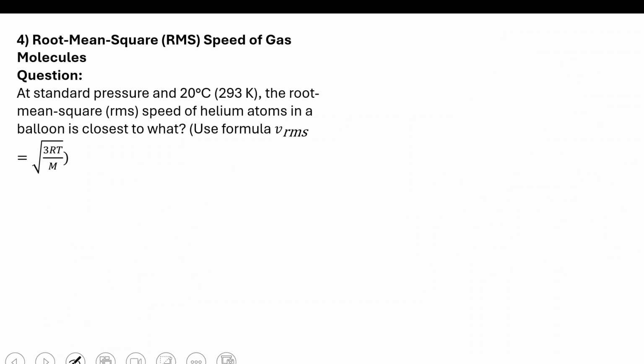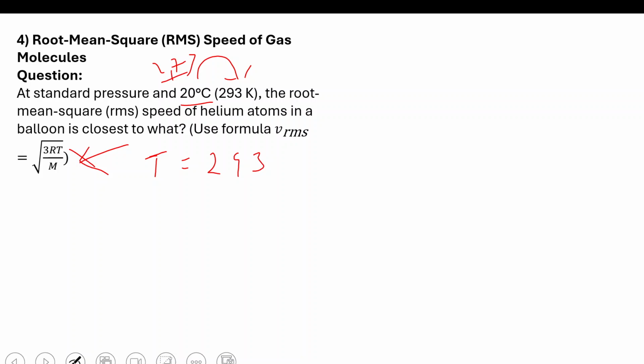Okay, so there's a concept known as the root mean square speed of gas molecules. The root mean square is given as the square root of 3RT over M, where R is the universal gas constant, T is the temperature in Kelvin, and M is the molar mass. So the question says standard pressure and at this temperature. So T is already given as 293. This is converted, 20 is converted to 293. If you add 273 to 20, you get 293. Okay, so T is 293.